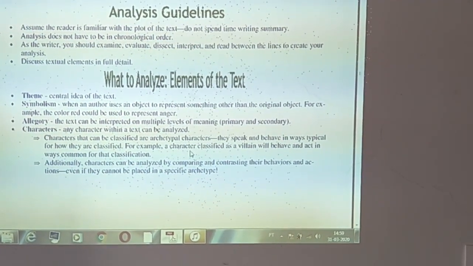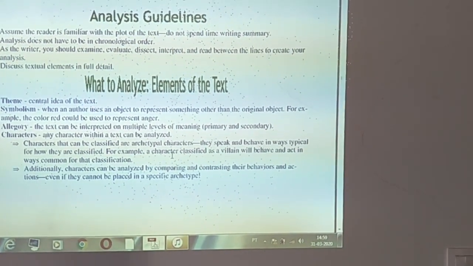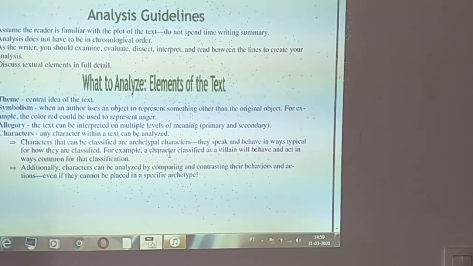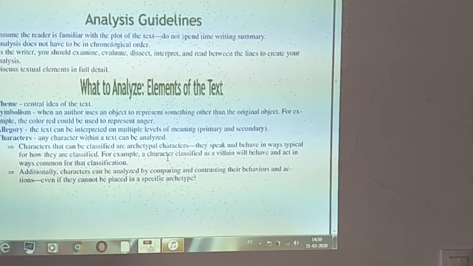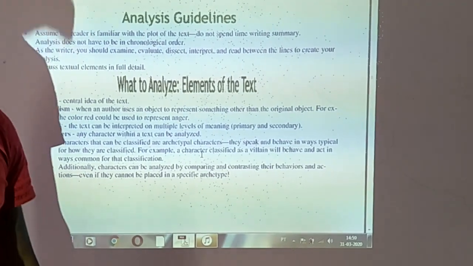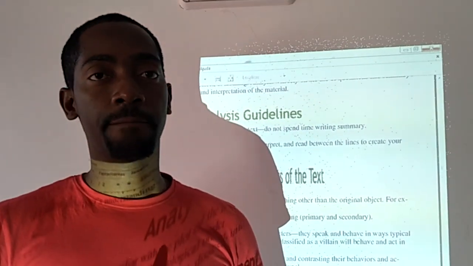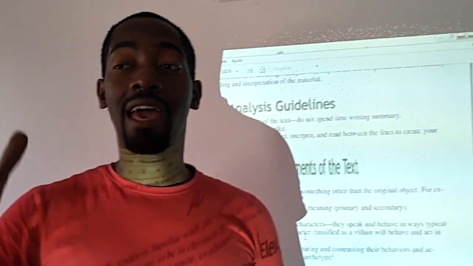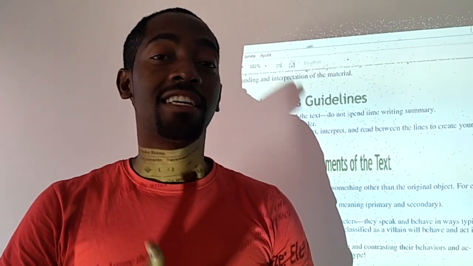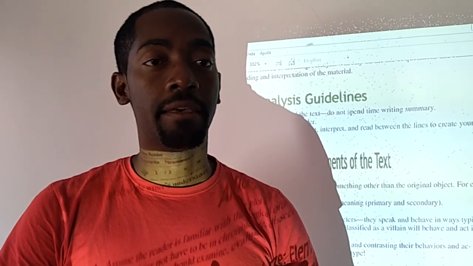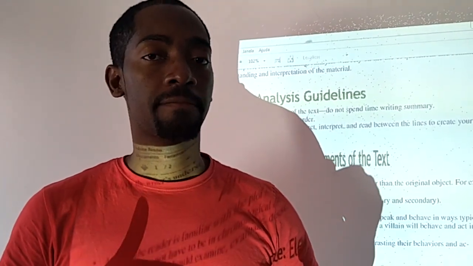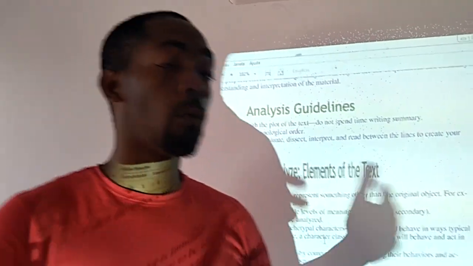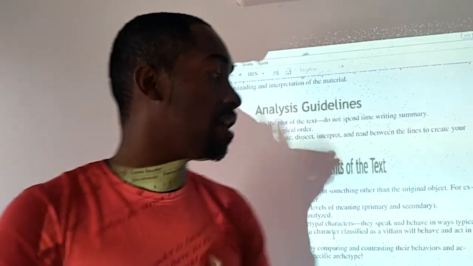What to analyze? Elements of the text. So when you're analyzing a specific text, you know that you have to analyze theme. What is the central theme? What is the most important theme? Okay, every story, every poem, all kinds of text, all right, each and every one of them has a specific major theme, and then you have minor themes. Okay, so that's what you have to figure out. So what is the major theme? So you have to focus on the major theme and then provide details about the major theme.